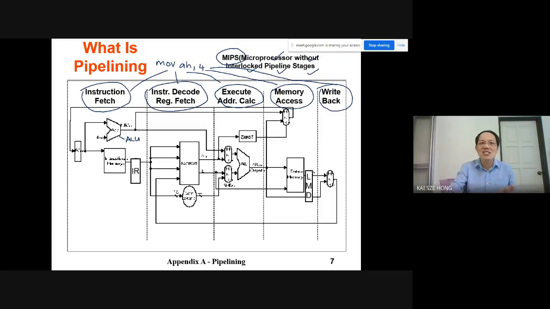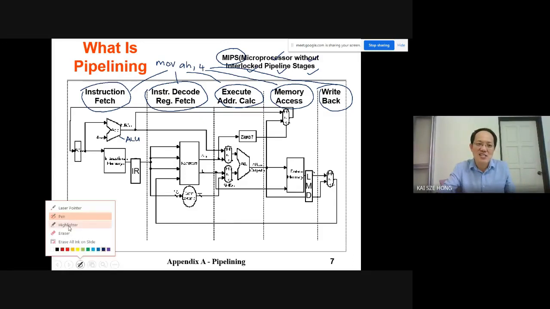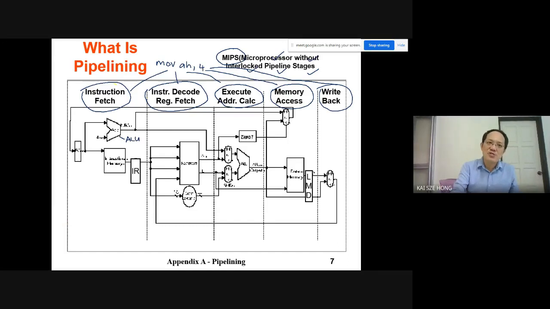It happens everywhere. The first one is instruction fetch. After that, we go to instruction decode and register fetch. The third is execute or address calculation. The fourth is memory access. And the fifth is write back. Let us continue; we will discuss them one by one. We can name these micro-operations or micro-instructions: micro instruction one, micro instruction two, micro instruction three, micro instruction four, and micro instruction five.